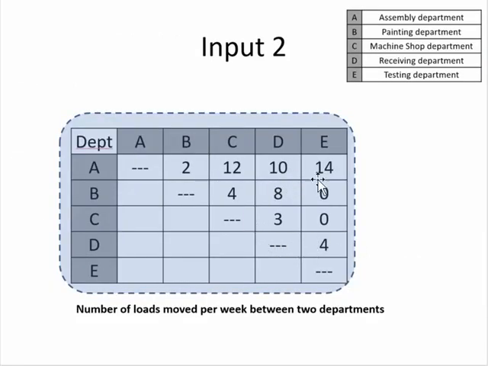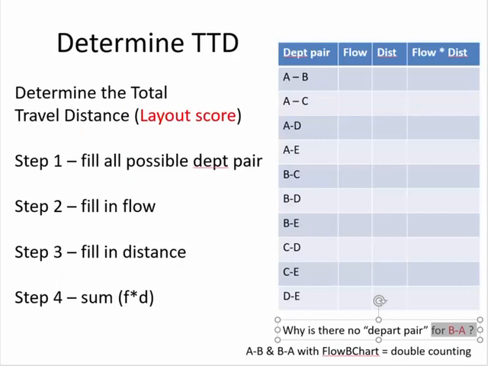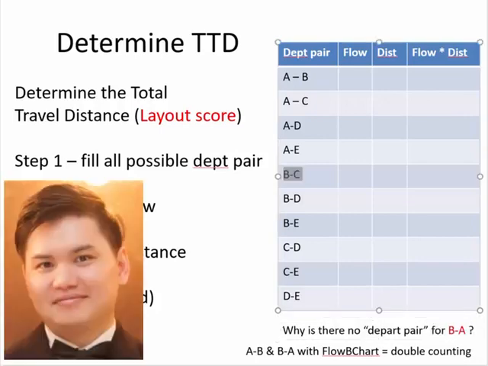However, if instead of a flow between chart the input is a from to chart, then you need to list out B to A as one of the possible department pairs. On top of that, you may also notice that all possible department pairs also do not include B to B or C to C.